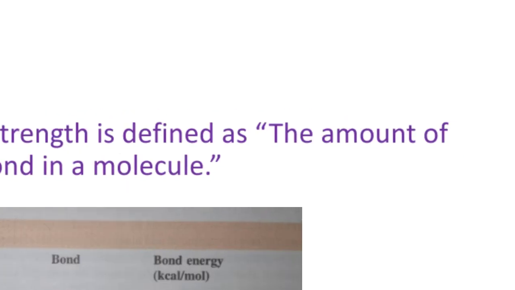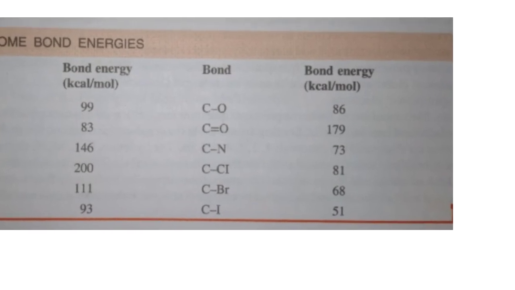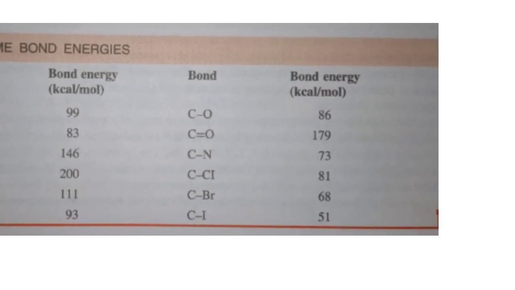And see here, different bonds are there and their bond energies are also there. In the case of the carbon-oxygen single bond, the bond energy is 86 kilocalorie per mole, and in the case of the carbon-oxygen double bond, the bond energy is 179 kilocalorie per mole. Here also, as the number of bonds increases, the bond energy also increases. The number of bonds and bond energy are directly proportional to each other.